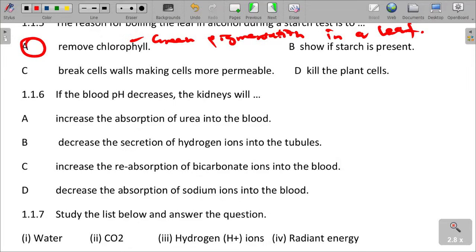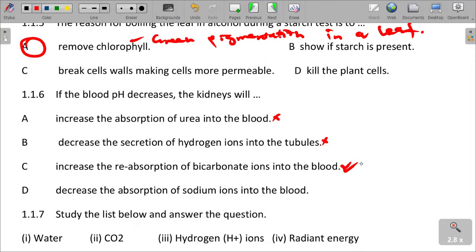And then, if the blood pH decreases, the kidney will do what? The blood pH decreases. We are talking about the potential of hydrogen. We said last time that if the pH decreases, it increases the acidity conditions of the body. So now, if the blood pH decreases, it does not increase the absorption of urea or decrease the secretion of hydrogen ions into the tubules. It actually increases the reabsorption of bicarbonate ions into the blood.